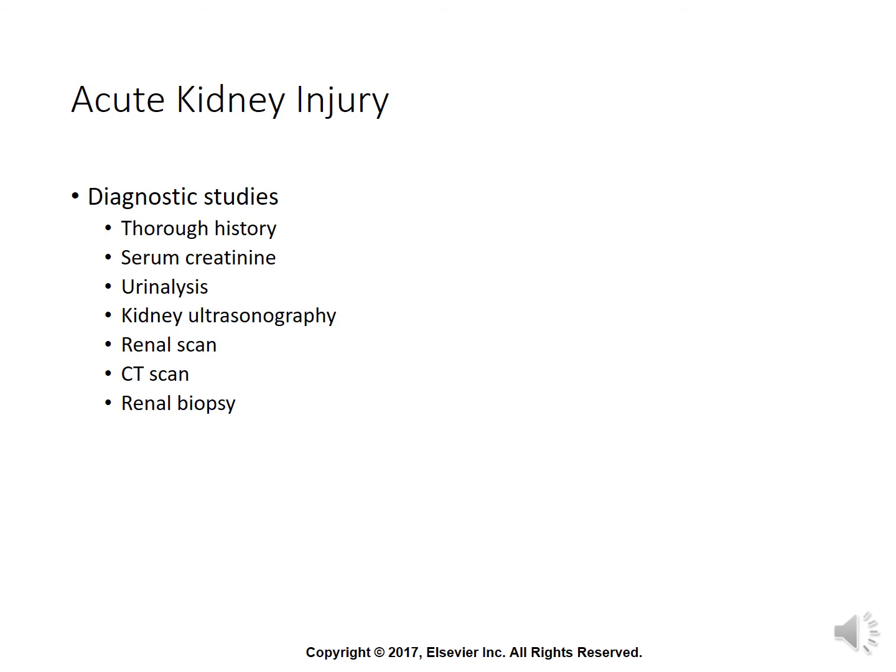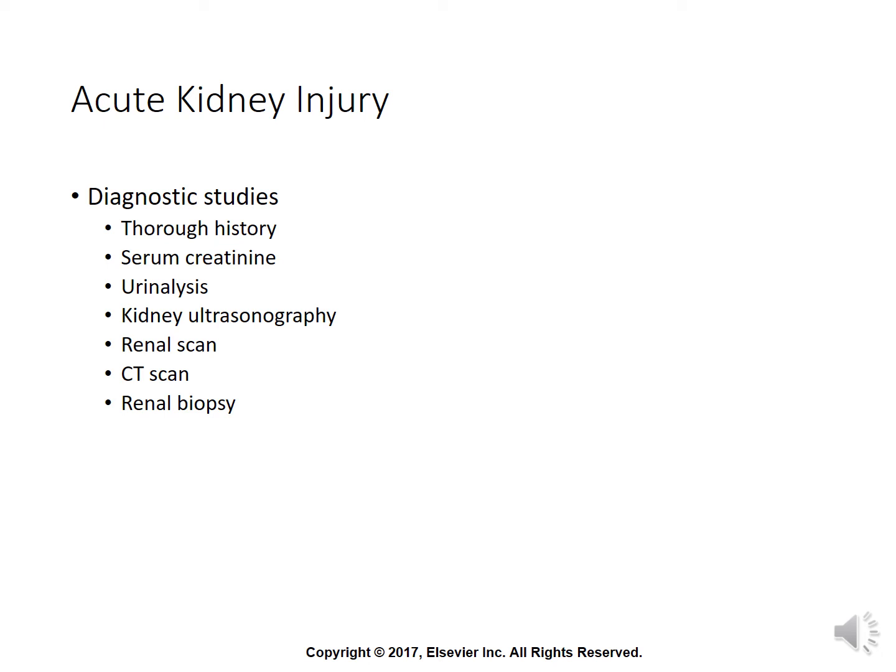So for diagnostics, you're going to want to do that complete thorough history. Look at the serum creatinine. Also go back and see what is your patient's baseline serum creatinine. A lot of times you may not see an increase in the serum creatinine until 50% of kidney function is lost. A UA gives you very important information, so looking at specific gravity, sodium.